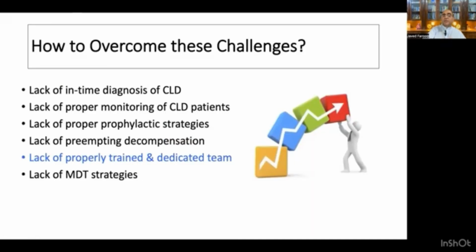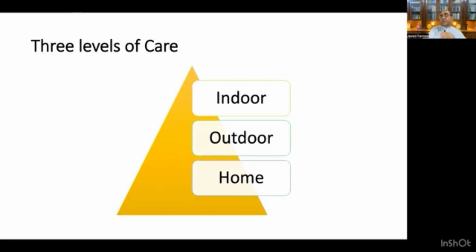There's a lack of a moderately trained and dedicated team. How to overcome that? This is again very important. We need to train our team. What are the indoor protocols for such patients? What are the outdoor protocols in OPDs? And we even need to train the patient's relatives at home: what is the home care, what is the outdoor care, and what is the indoor care. We need to adopt the available guidelines and train the proper personnel to take care of these patients at these three levels.